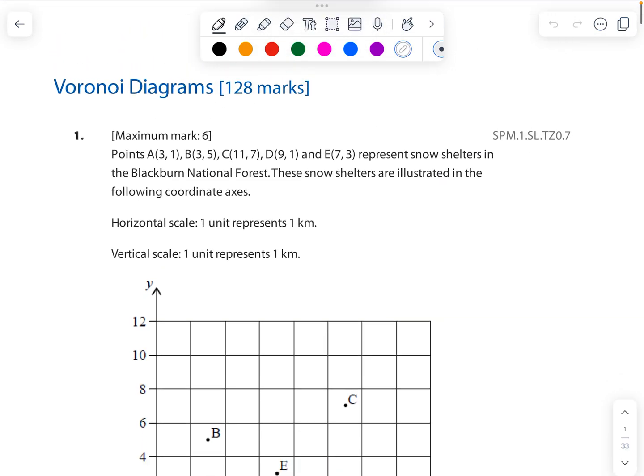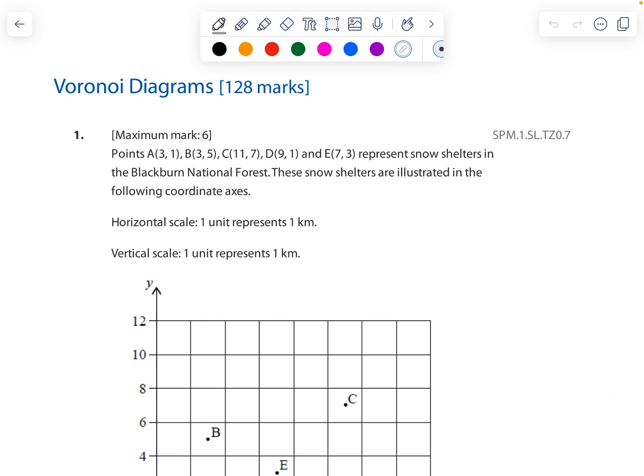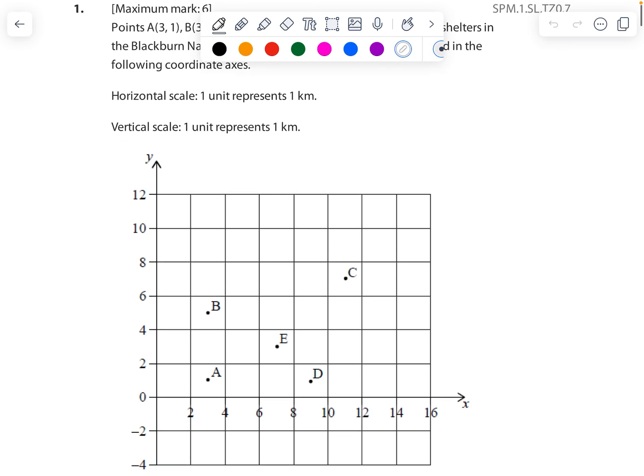So welcome. This is a video based upon Voronoi diagrams for IBDP AISL. The first question: the points A, B, C, D are given and these are the snow shelters in a Blackburn National Forest. These snow shelters are illustrated in the following coordinate axis. One unit represents 1 kilometer.